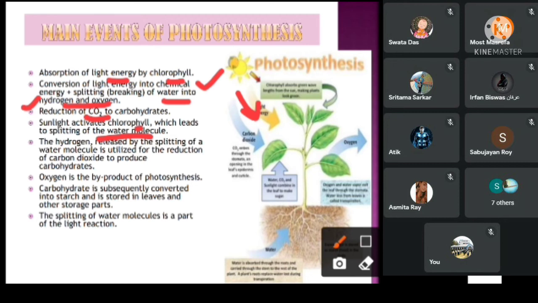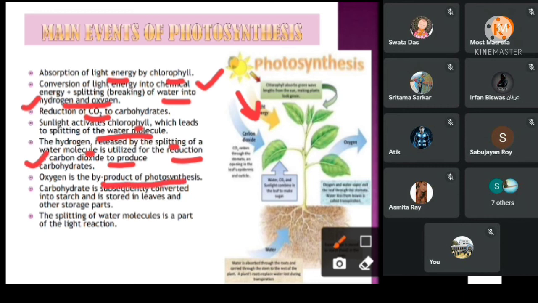The hydrogen is released by the splitting of the water molecule, and is utilized for the reduction of carbon dioxide to produce carbohydrate. That means after the splitting of the water molecule into hydrogen and oxygen, the hydrogen is released and is utilized for the reduction of carbon dioxide to produce the carbohydrates. Okay, after that oxygen is produced as the byproduct of photosynthesis.